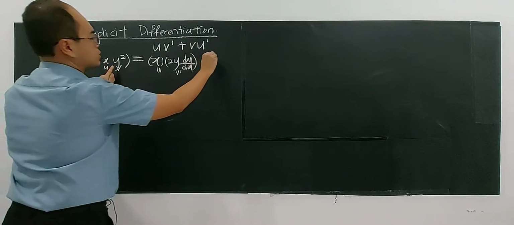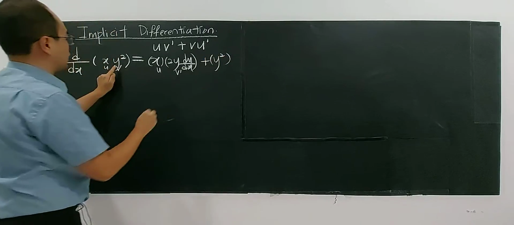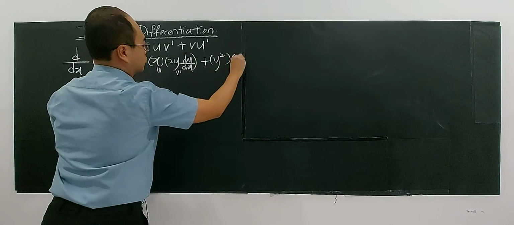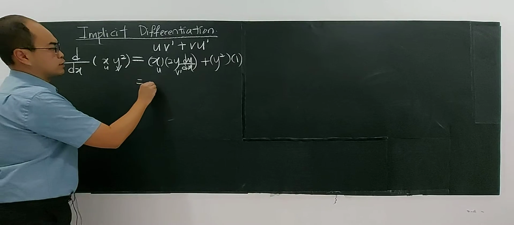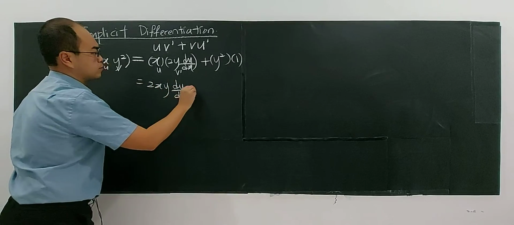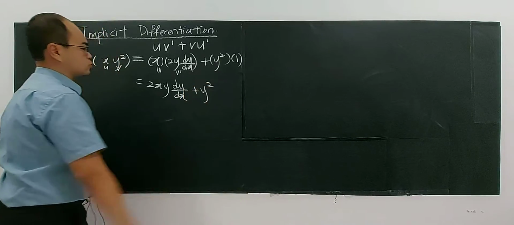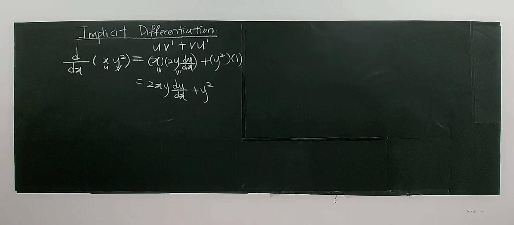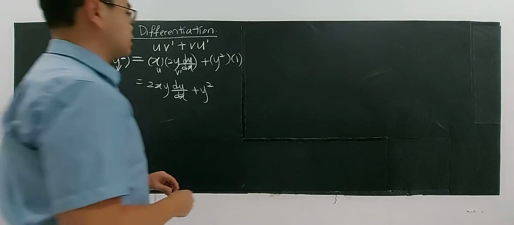So this is u v prime plus v u prime, where v is y squared and differentiating x gives 1. So you get 2xy dy/dx plus y to the power of 2. This is implicit differentiation. Let's see more examples.